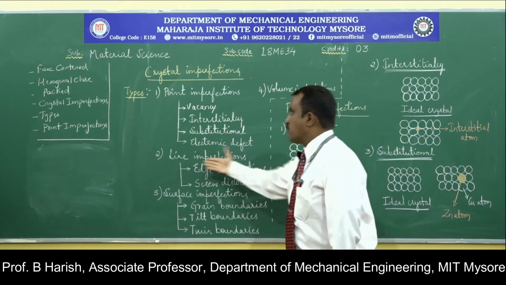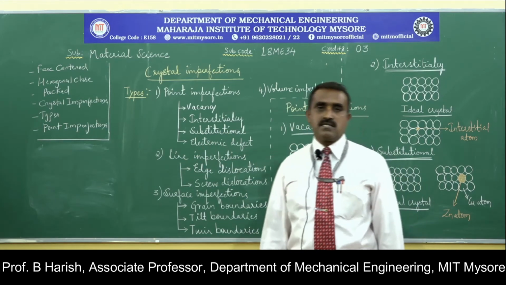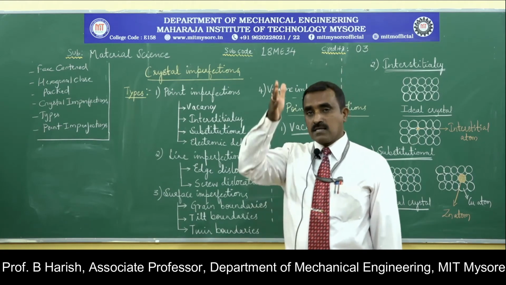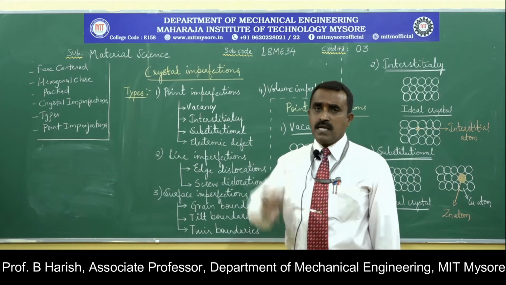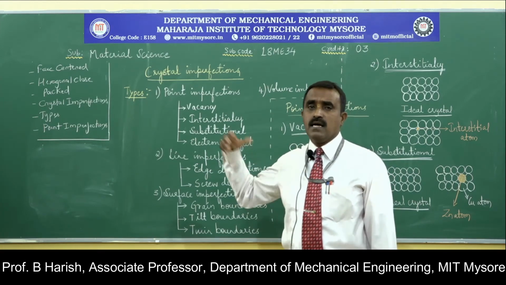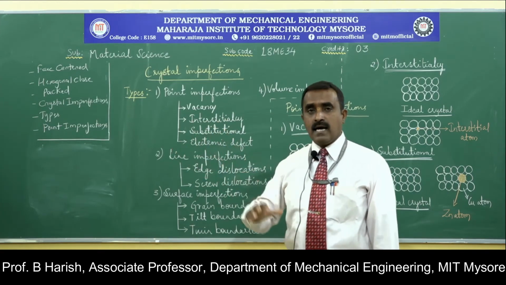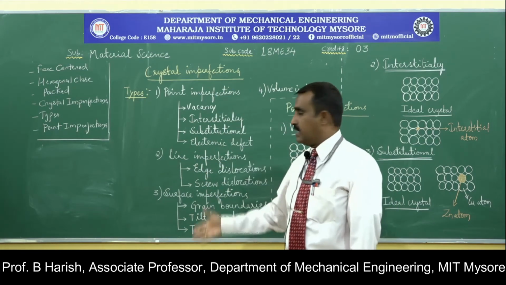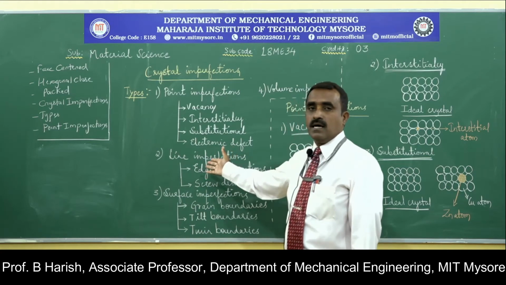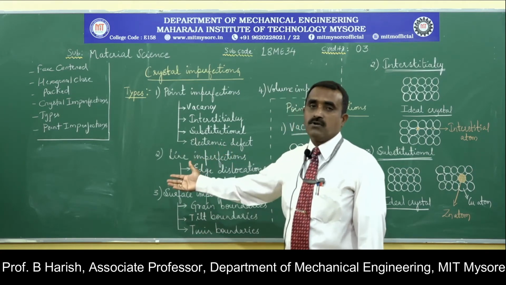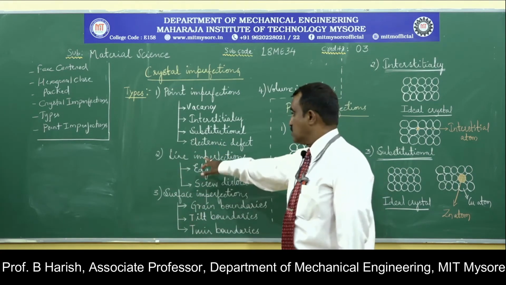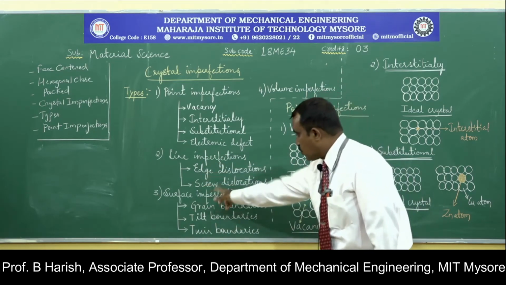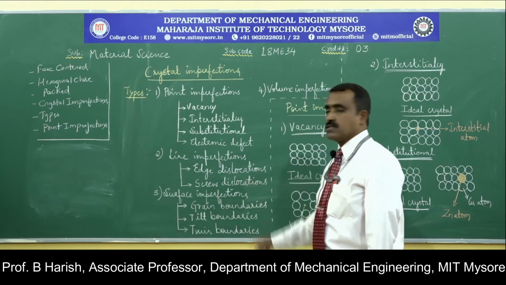Then the second type of imperfection is line imperfection, called one-dimensional imperfection. It has only length, where a set of atoms are dispersed, or defects are seen, or atoms are moved along the length of a line. A set of atoms is moved from one location to another within the crystal structure. That is called line imperfection or one-dimensional imperfection. Here we have two types: edge dislocation and screw dislocation.